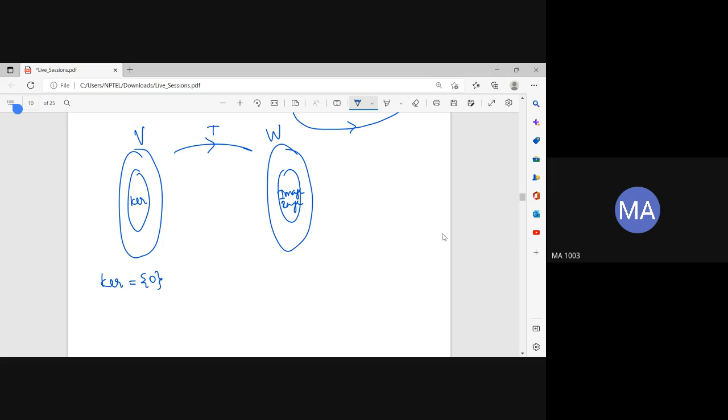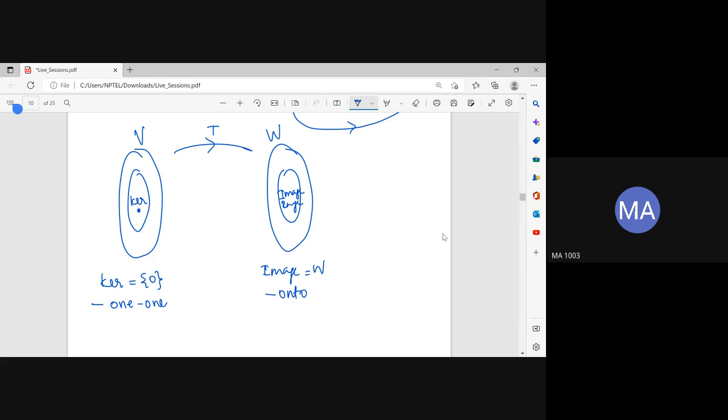Is it clear? Can you please repeat once, ma'am, please? So is it clear that if I consider these two as eggs, then this is the yellow part of this egg and this is the yellow part of this egg, right? The kernel lies inside the domain and the image or the range lies inside the codomain, right? Yeah, so I've just drawn that.